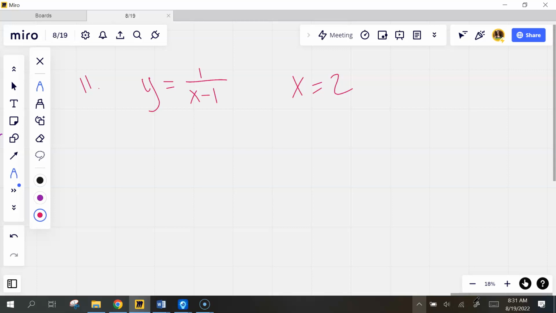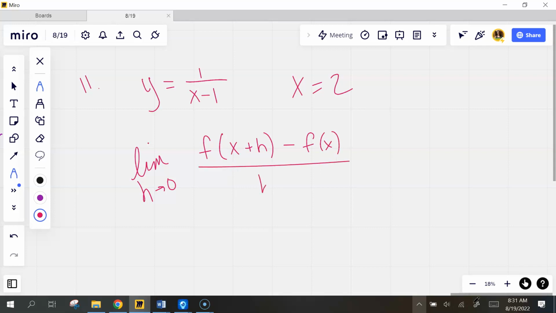All right, number 11, y equals 1 over x minus 1. This whole reciprocal function, my rational functions. At x equals 2, I want to find the slope of the curve at x equals 2. So this is where I have to use my difference quotient. The limit as h approaches 0 of f of x plus h minus f of x all over h. But I know my x is 2, so that makes my life a little bit easier. It's not quite as conceptual plugging in.